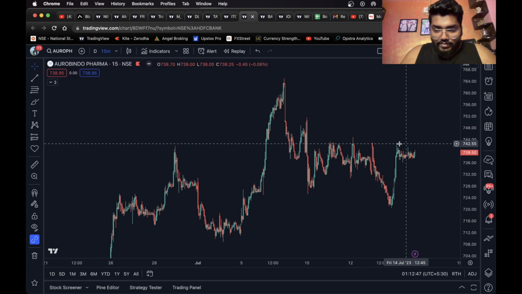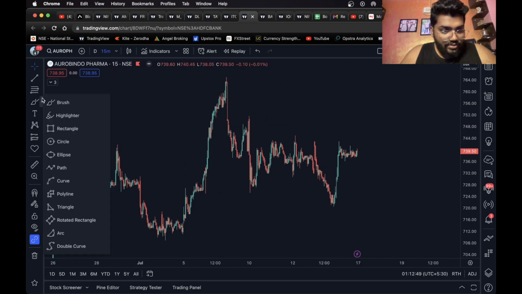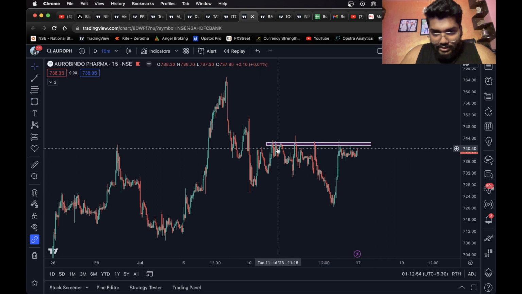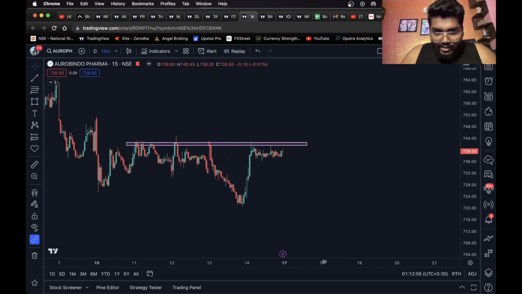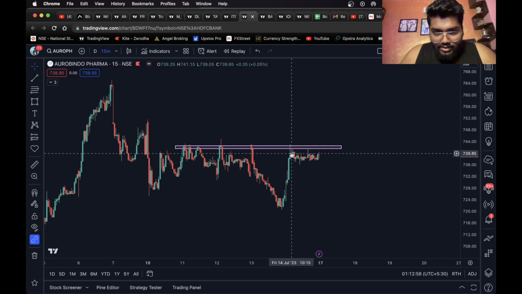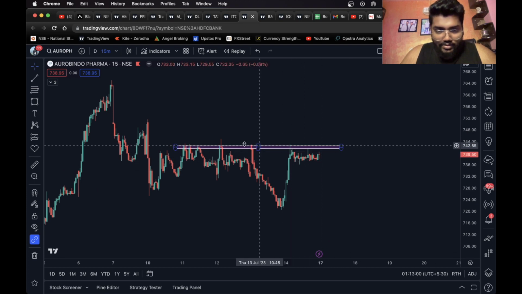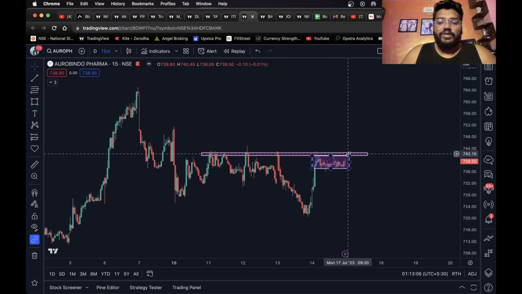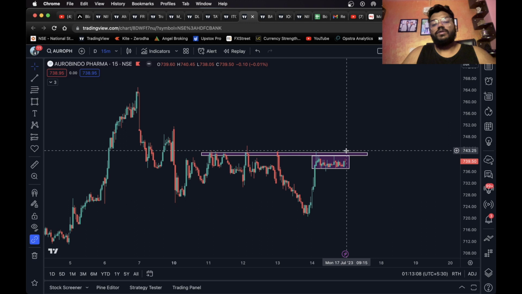we have Aurobindo Pharma over here. Okay, I do see a level over here, right? As you can see, it has been taking resistance from this level. And if I zoom in, can you also see a consolidation over here, right? We also see a consolidation over here. So we can draw a box also. Perfect. So what you can do is wait for it to break out and close above this level.